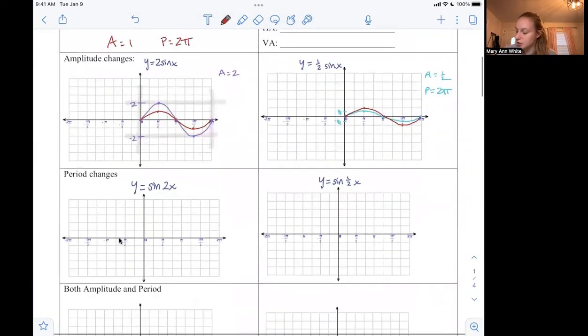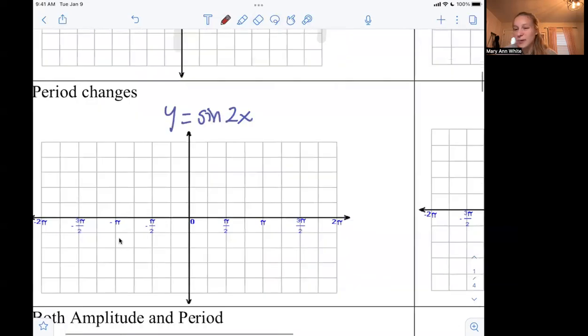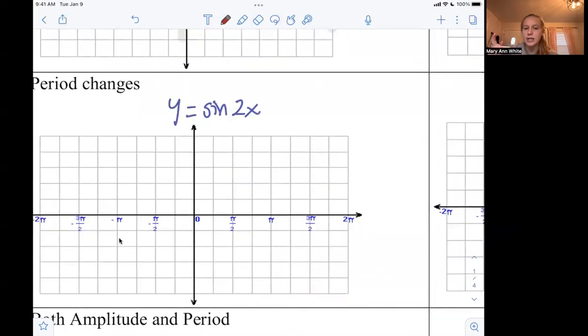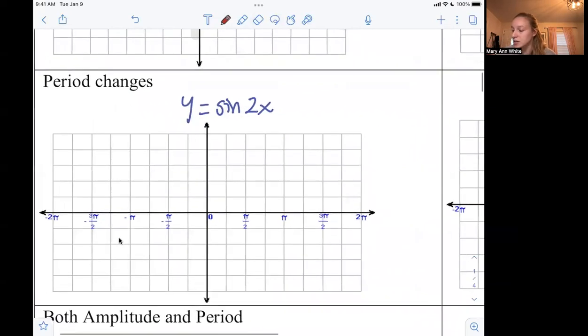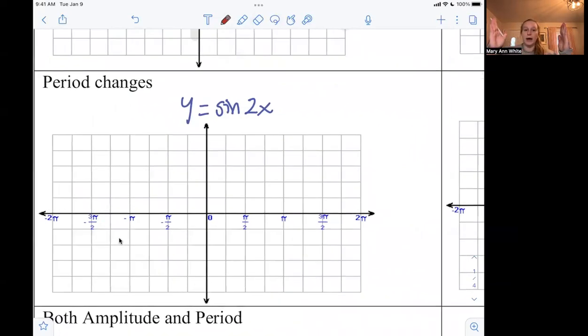Okay, period change is probably one of the harder ones. I think period change and period shift is the hardest thing, so we'll do a couple of those. But period changes are just, instead of going 2 pi, you might go smaller than 2 pi, or you might go more than 2 pi. And that's impacted by our B.